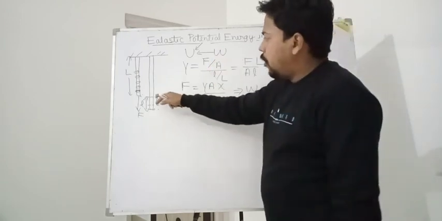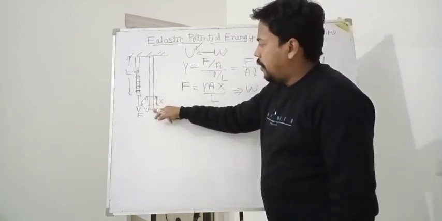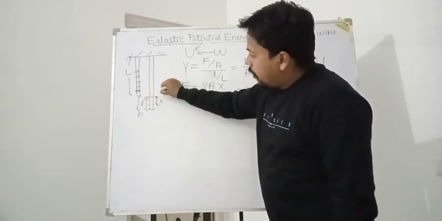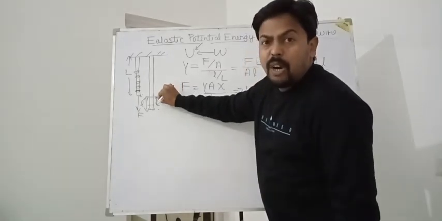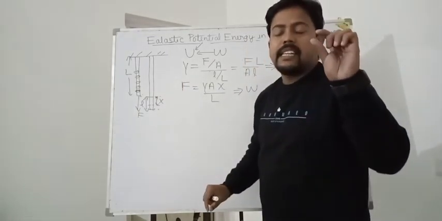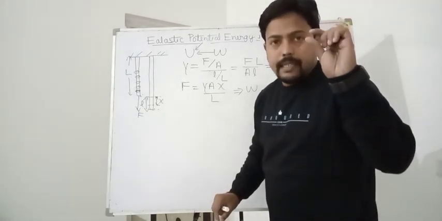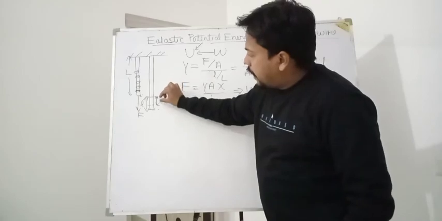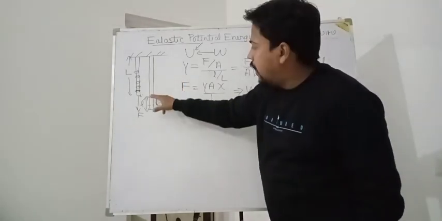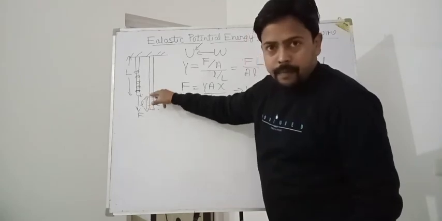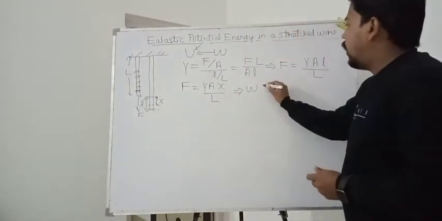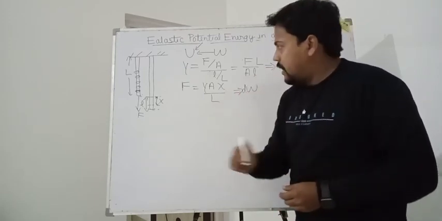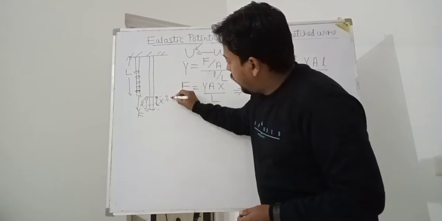That means we have not lengthened this wire all at once. Initially we would have moved a small distance, and let that distance be represented by small dx, which I told many times. Continuously we increase the length by dx, dx, dx, and like that we complete this length small l, which I have explained many times. So there will be a small work done for a small increment in the length, that is dx.